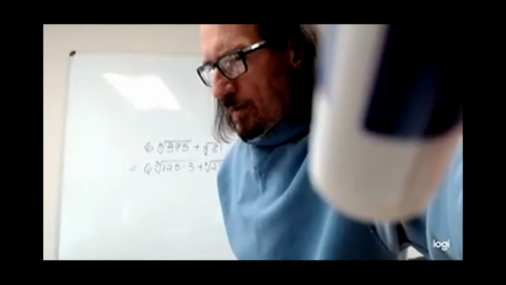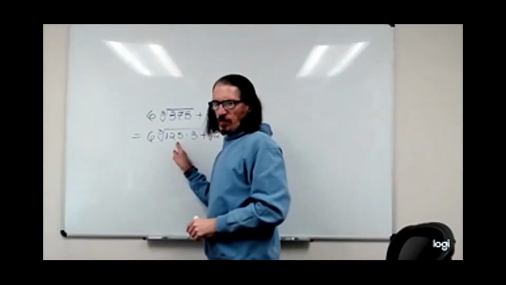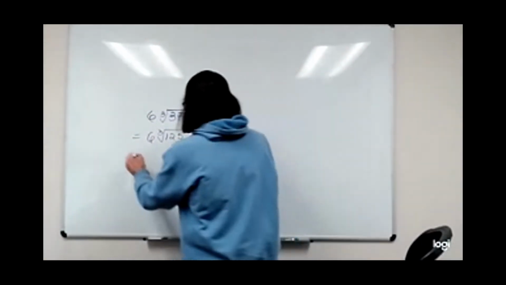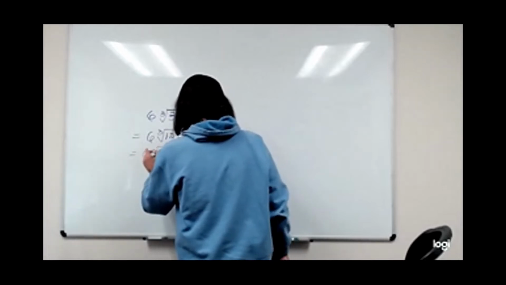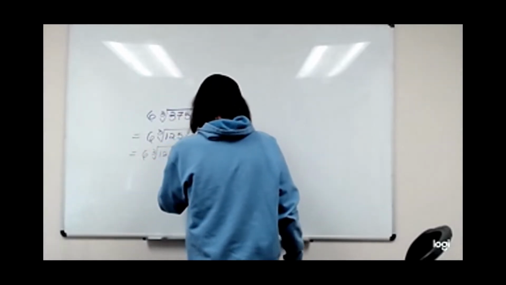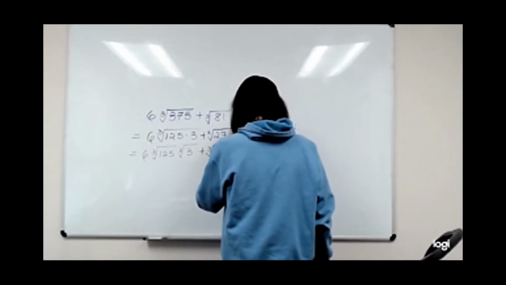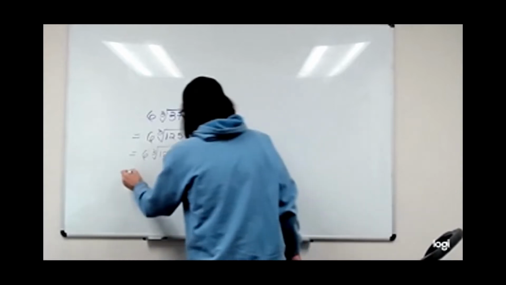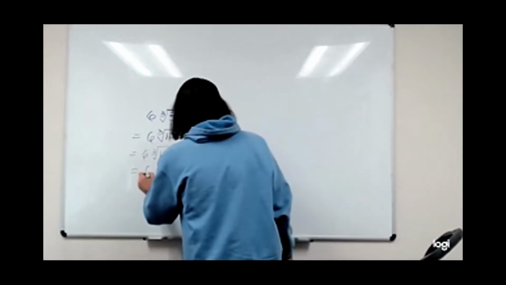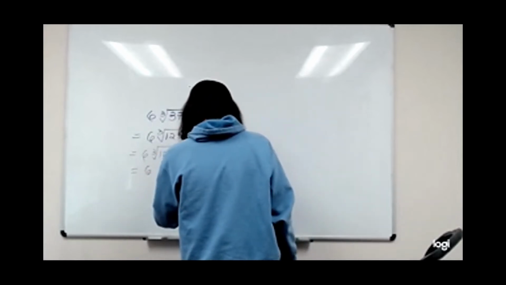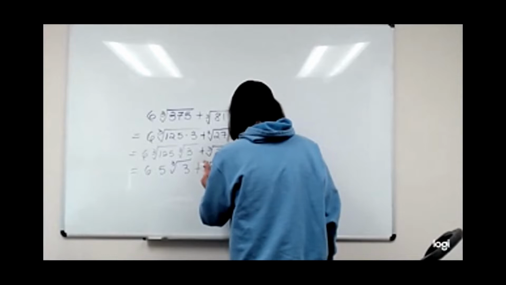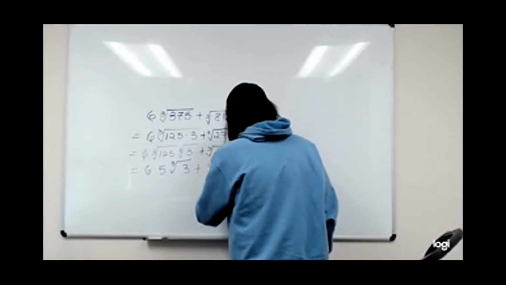Then 125 is a perfect cube, as is 27. I'm going to use the product rule to split this up and simplify the parts with the perfect cube underneath. Cube root of 125 is 5. And the cube root of 27 is 3.